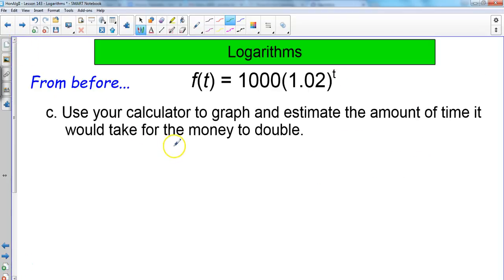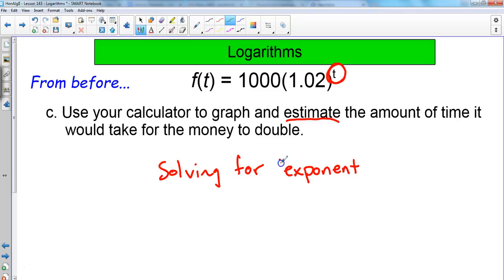So let's move forward. We're going to move into this slowly. From before, this is the question we just looked at. Again, the key is that we're estimating, and the whole thing here is we're trying to solve for an exponent. We're looking for an exponent, okay? Solving for an exponent. As we move forward with this concept of logarithms, we'll talk a lot about it, but just keep in mind a logarithm is very simply a way to solve for an exponent.